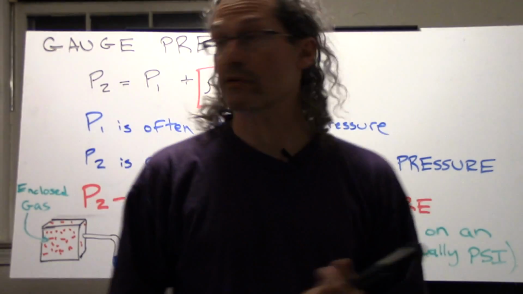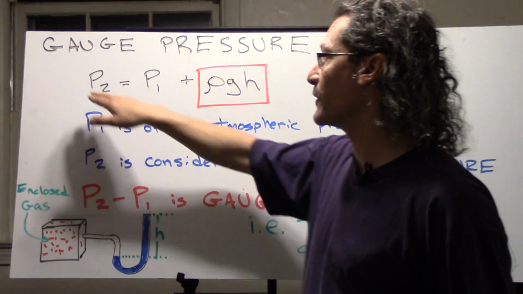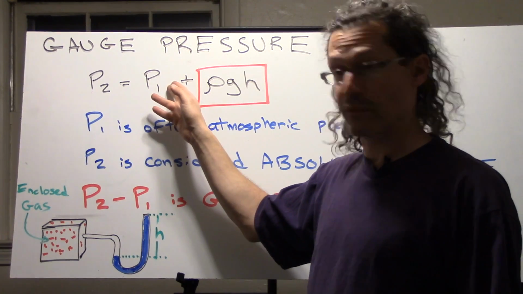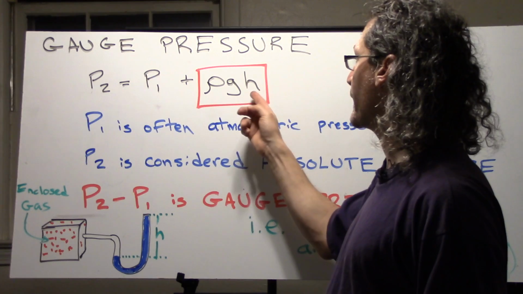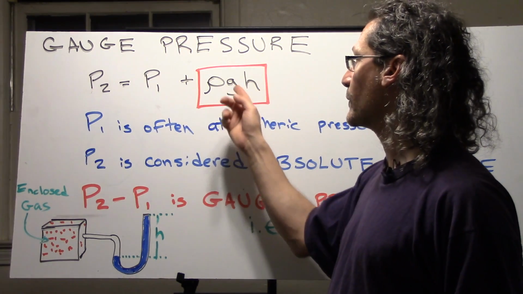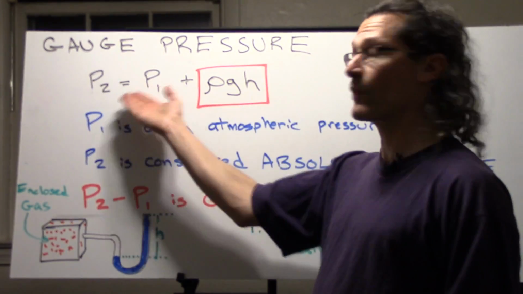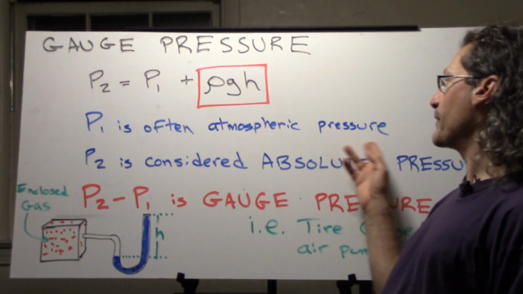First one is gauge pressure. So we saw this last time, this relationship here between pressure 2 is equal to some initial pressure, P1, plus rho g h. So it's related to the height of the fluid, the density of that fluid, and of course the acceleration due to gravity. So this is the generic way to write what we were looking at before. Now, P1 though is often atmospheric pressure.